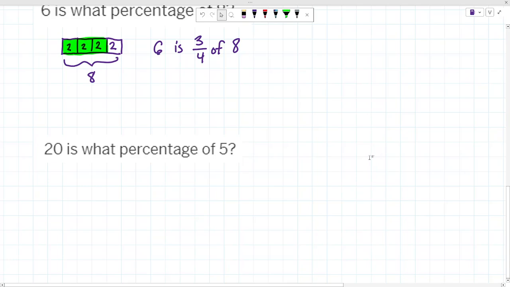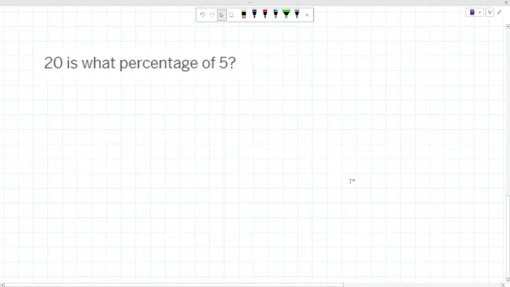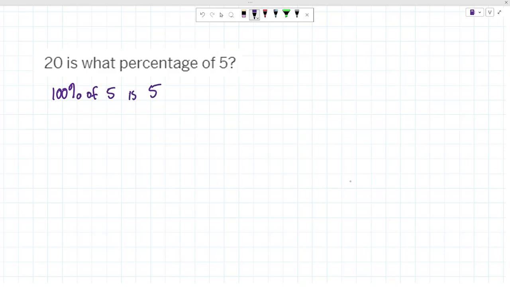Next, 20 is what percentage of 5? So what do you notice about this problem? Because it's not a typo. We're saying 20 is what percentage of 5? So if 5 is 100%, so 100% of 5, that's going to be 5. And we're wondering what percentage of 5 is 20.